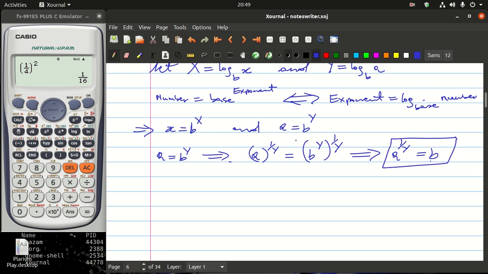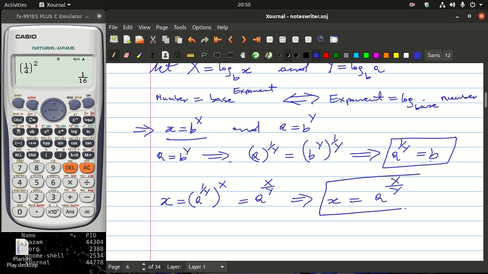So we take this b, we substitute it here. We're gonna have x equal to, instead of b, a to the exponent 1 over y, and this whole thing to the power x. Now, for the power of a power, you just multiply the exponents. So this is the same as a to the exponent x divided by y. So we're actually saying that we have x is equal to a to the x divided by capital letter y. So we have this nice thing there.